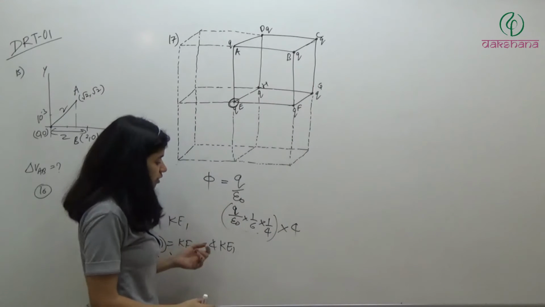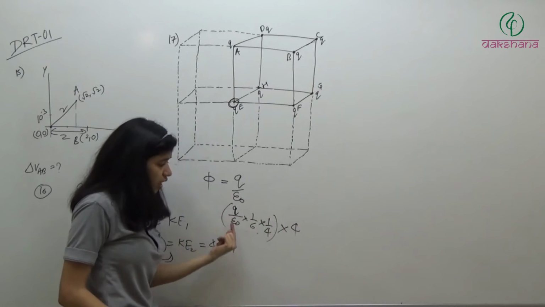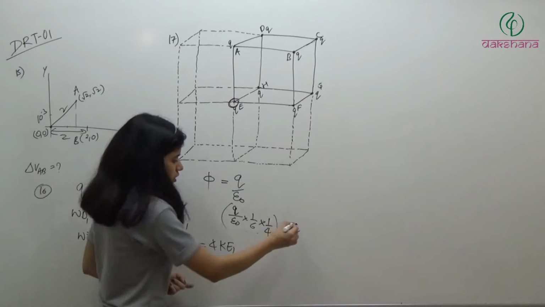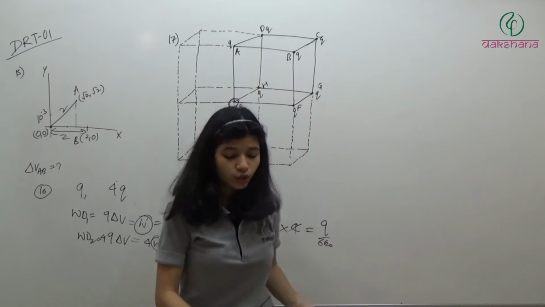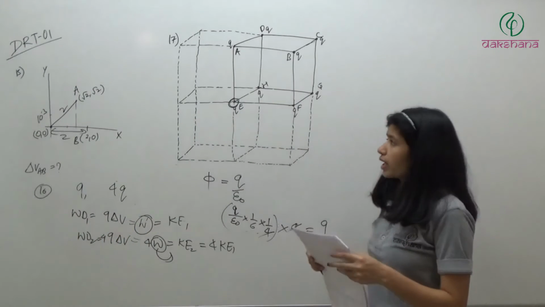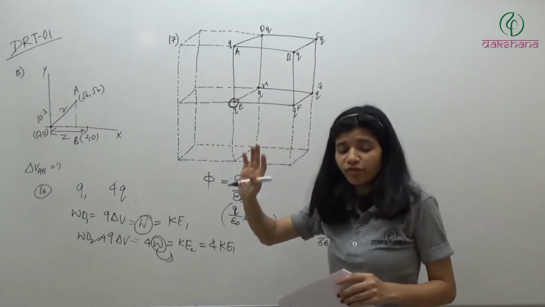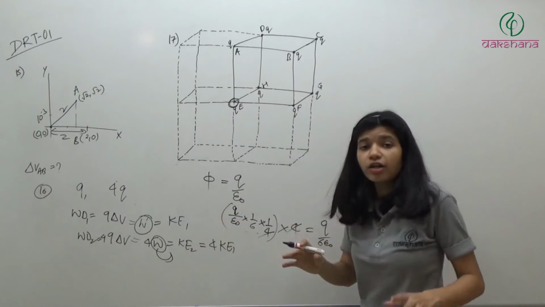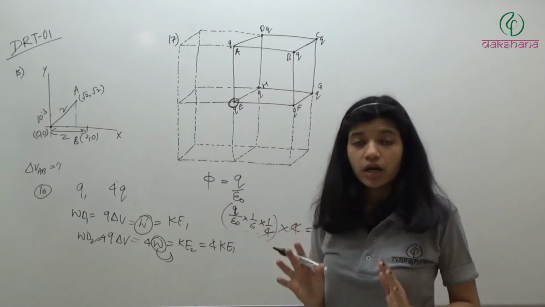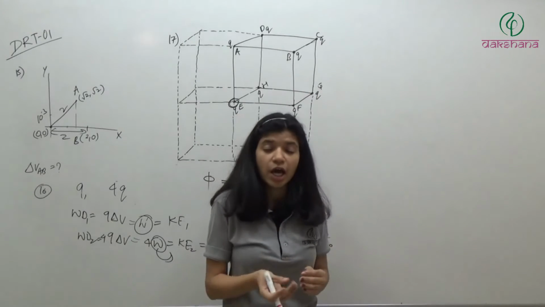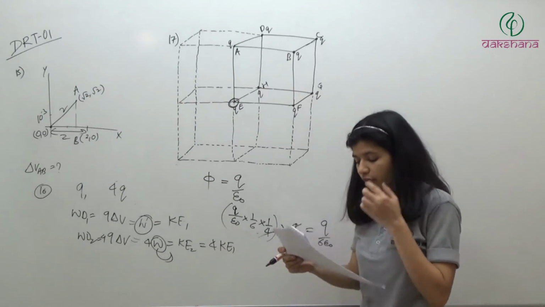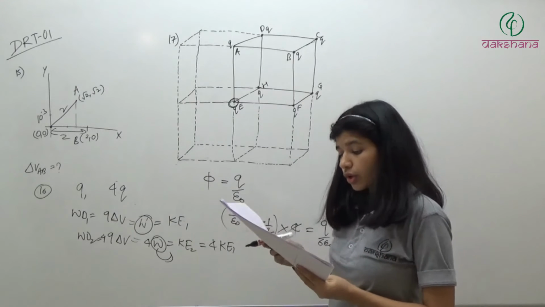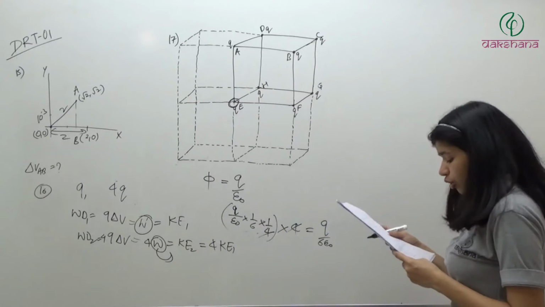So total flux will be, this is because of one charge and this is because of 4 charges. So what we will get? Q by 6 epsilon naught. So in such cases we have to make a structure so that we have a symmetric closed surface around that particular charge, and then we'll use the Gauss law and we'll be able to find out the flux. So the answer will be Q by 6 epsilon naught.